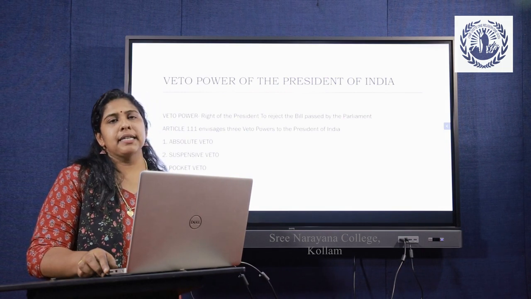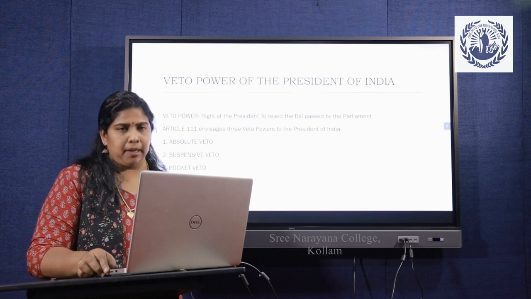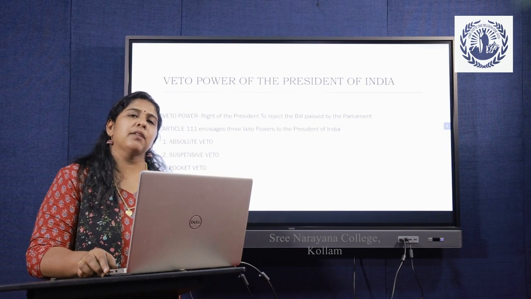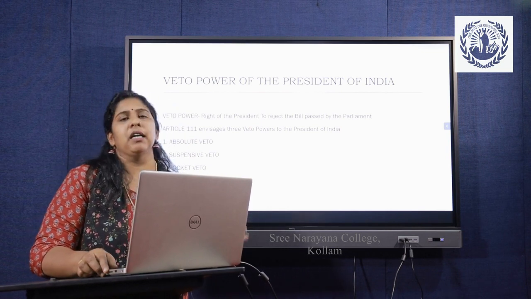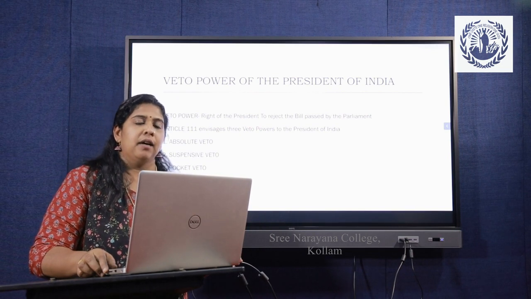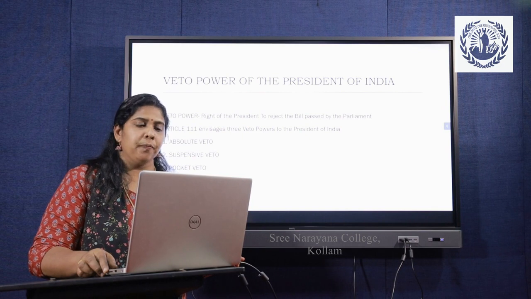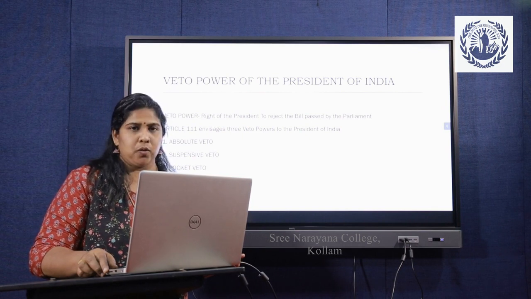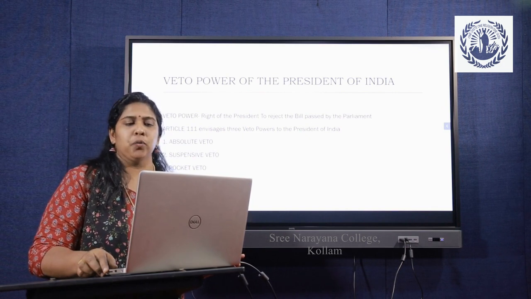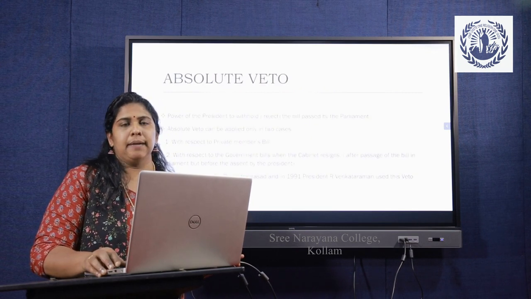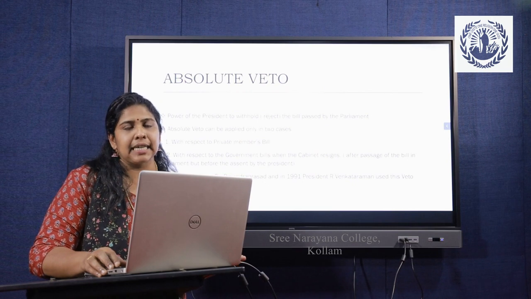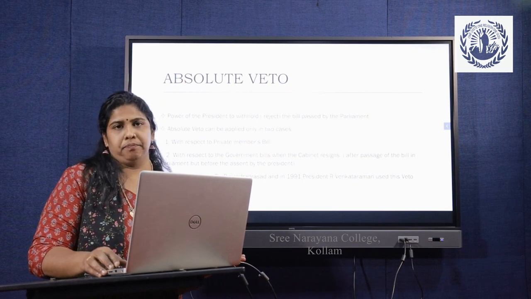So, the Indian President has the right to reject a bill which is passed by the Parliament. We can see there are three types of veto powers that the Indian President has. The first one is absolute veto, the second is suspensive veto, and the third is pocket veto. Absolute veto means the whole authority to completely reject a particular bill.